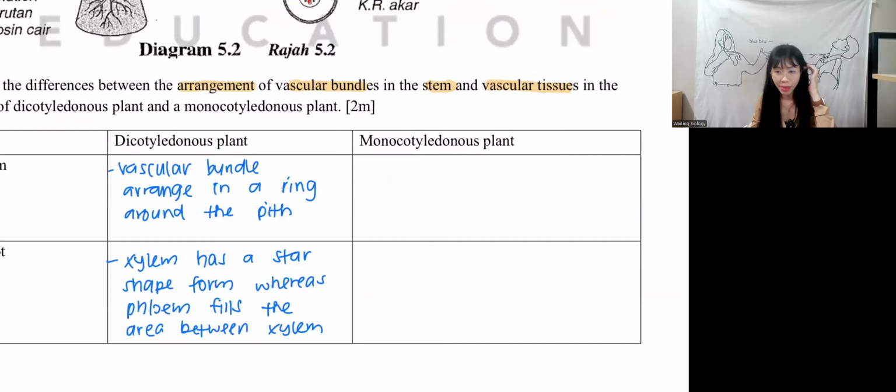Monocot in the stem, they don't have a ring. It will be all over. So all over is called scattered. Scattered throughout. Teacher, can dicot root say star-shaped xylem surrounded by phloem? Can also. I mean, the sentence sounds like the same meaning. Okay, now monocot, we're going to say scattered throughout. And for the root, they will form into a ring pattern, because xylem tissue and phloem tissue will alternate to form into a ring pattern.